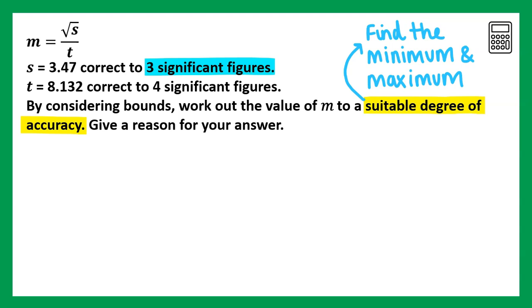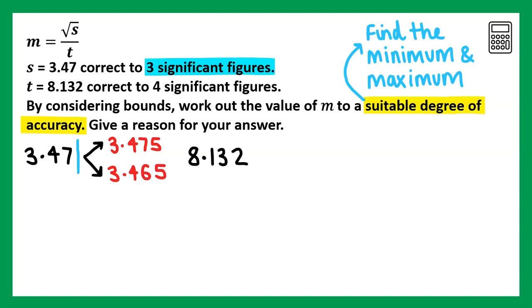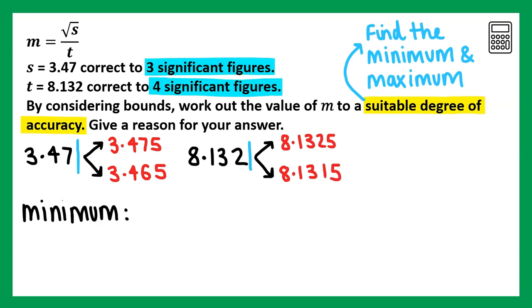3.47 was rounded to 3 significant figures, meaning my rounding line was after the third significant figure of a 7, so the upper bound would be 3.475 and the lower bound 3.465. 8.132 was rounded to 4 significant figures. My rounding line would go after the fourth significant figure of 2, meaning my upper bound was 8.1325 and my lower bound 8.1315. To find the minimum, the original calculation involves a division.